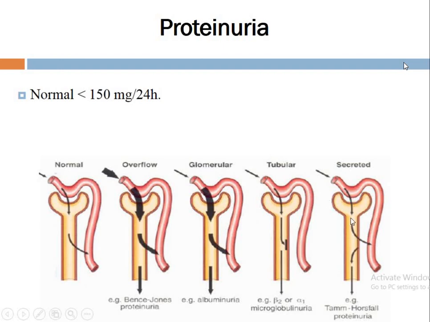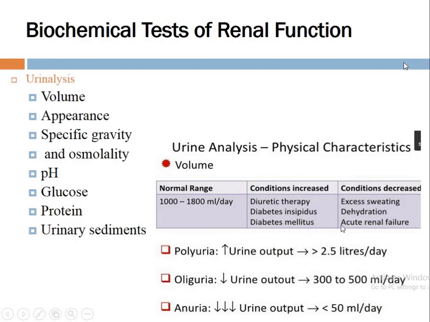Here in this situation, this is a normal situation. Whatever small amount is being filtered is being reabsorbed. But there are certain proteins which are specific to the tubules, particularly the ascending tubule and the collecting duct. These proteins are released from the cells of the renal tubules and normally come into the urine. These are known as Tamm-Horsfall proteins.